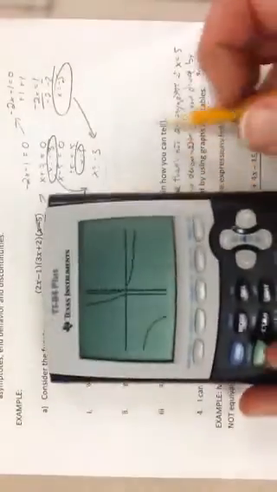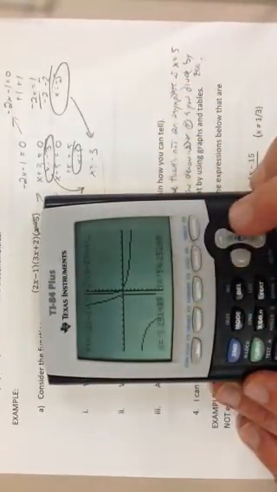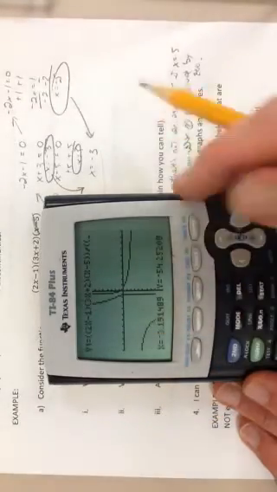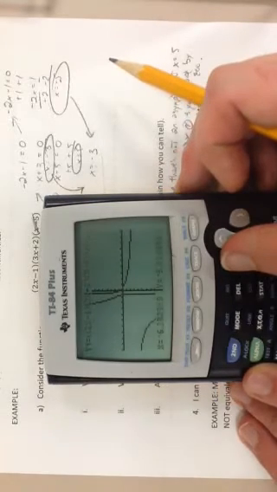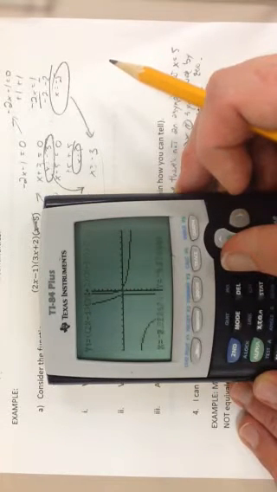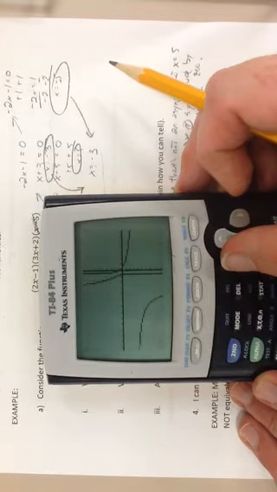And the last thing is, what's the end behavior? Now, end behavior is when you trace it to the far left and to the far right. So when you're tracing it to the far left, your x's are going to get smaller and smaller. So we're not paying attention to our x's. We know they're going to get smaller and smaller. We're paying attention to our y's. What's happening to my y's?